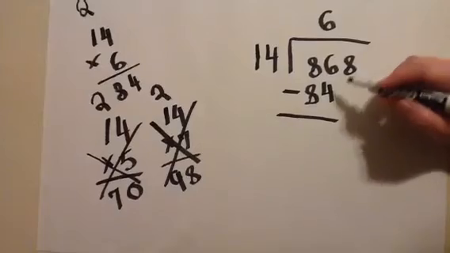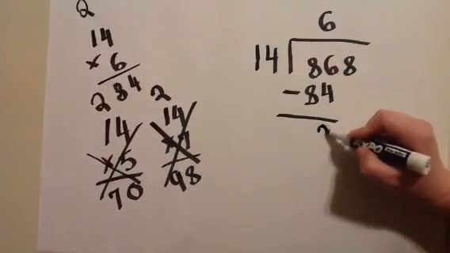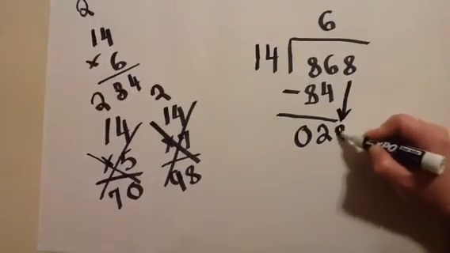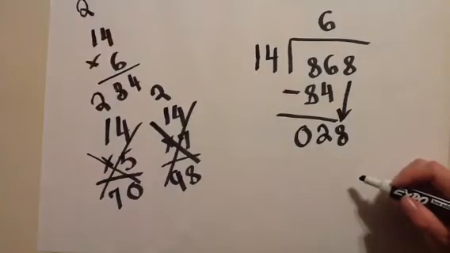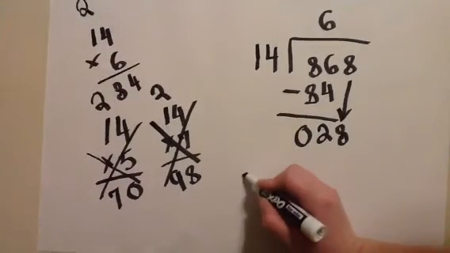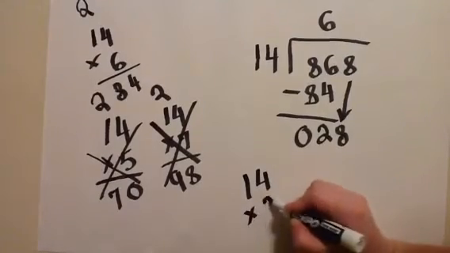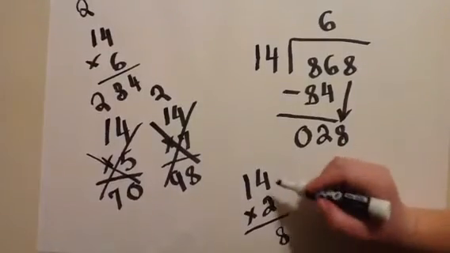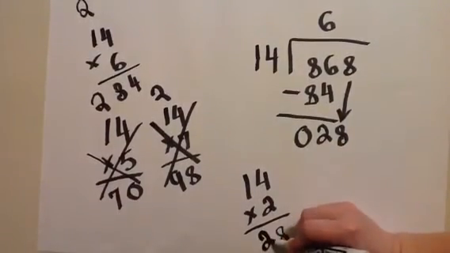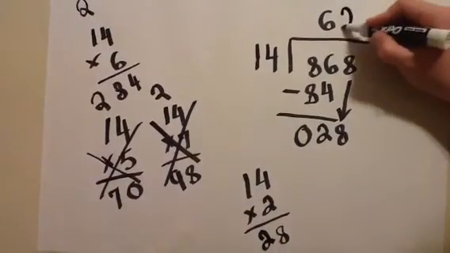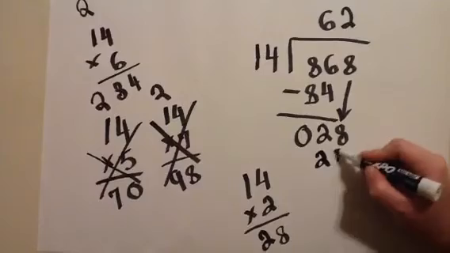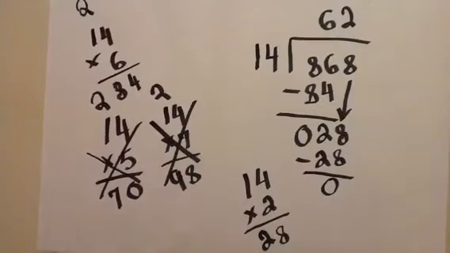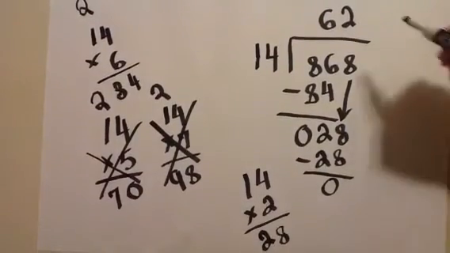Okay, now we're going to subtract 4 from 6, which is going to give us 2. And then 8 minus 8 is 0. Bring down the 8. So now we have 28. I bet 14 times 2 will get us 28, because 2 times 4 is 8, and then 2 times 1 is 2, so that is 28. So we're going to put a 2 up here and bring our 28 down here, and that's going to give us 0. So our quotient, or our answer to our division problem, is going to be 62.